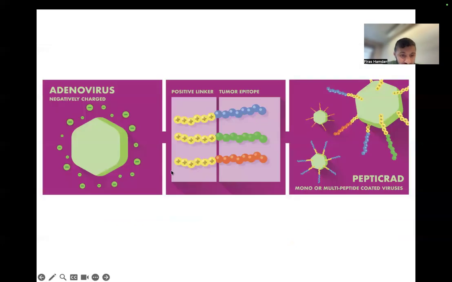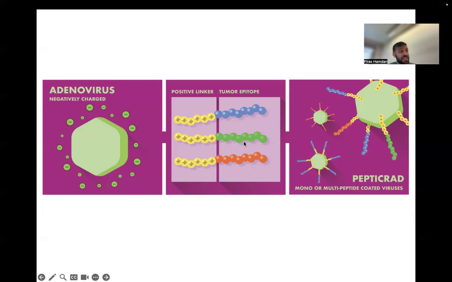What he did is that the adenovirus is negatively charged. He would select tumor peptides and add a linker. These are positive amino acids that are linked on. And this tumor peptide is now positive because of this linker. When you mix the negatively charged adenovirus with this positive linker, literally by just adding them for 15 minutes, they complex. So you have an adenovirus that's complexed.